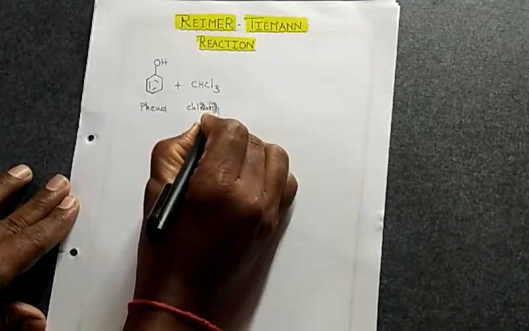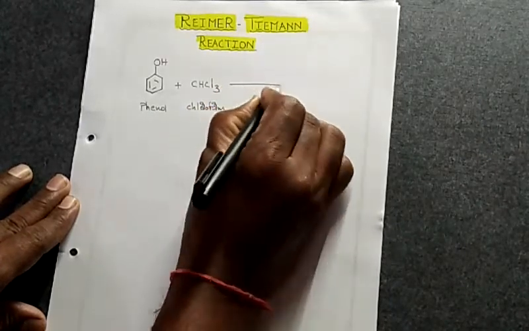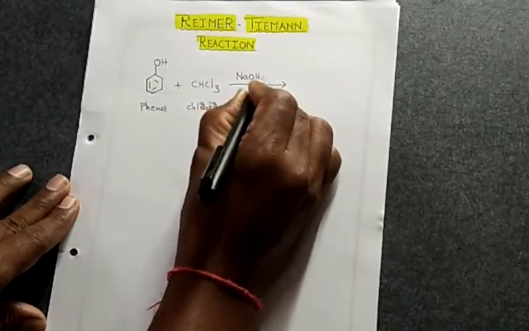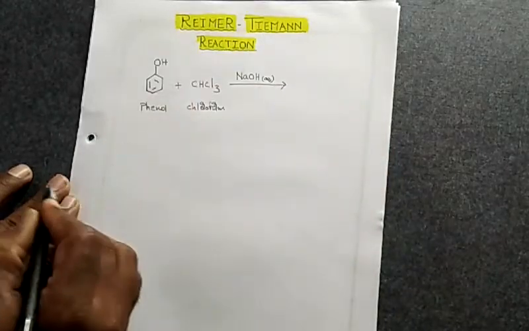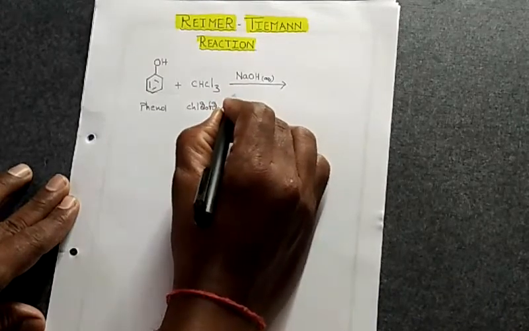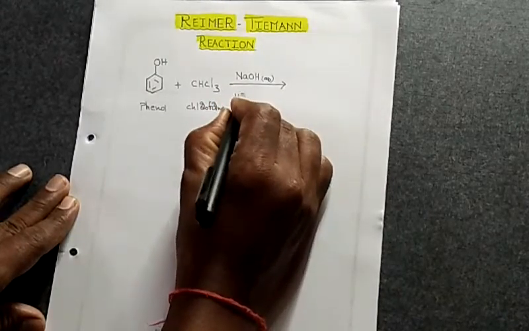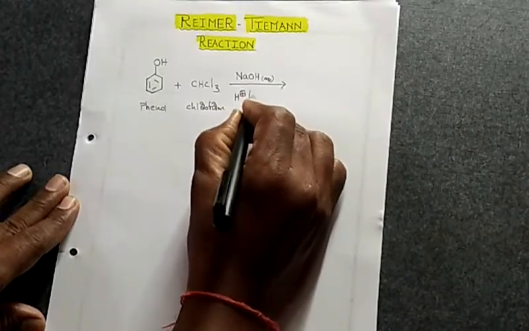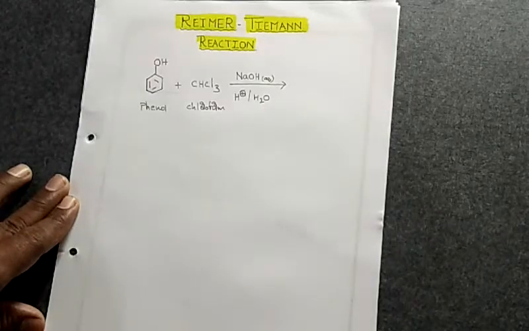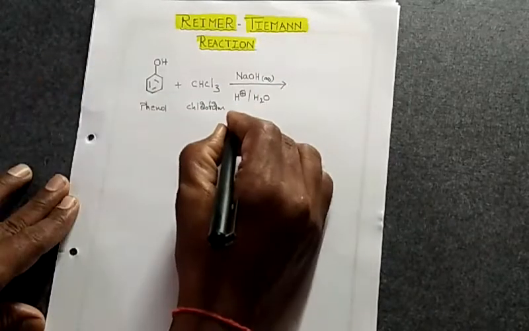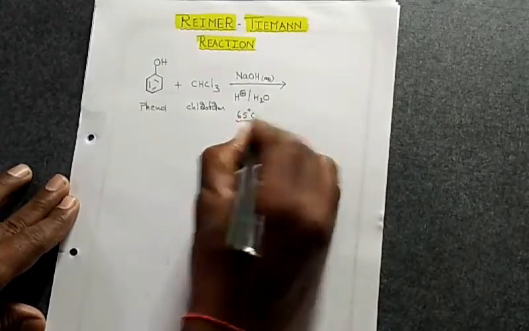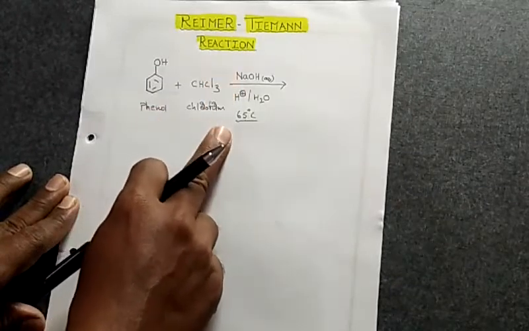in the presence of an aqueous base, dear students. That means NaOH dissolved in water or KOH dissolved in water, etc. An aqueous base. Later, in the final stages, the process is subjected to treatment with dilute acid. And this entire process generally takes place at around 65 degrees Celsius. So, these are the reaction conditions, dear students.